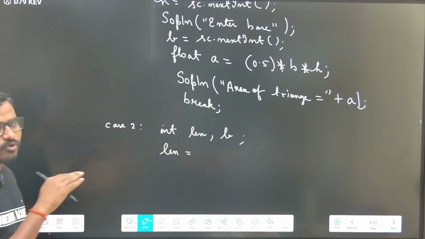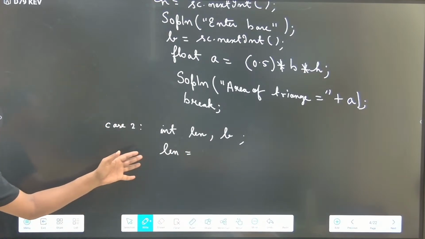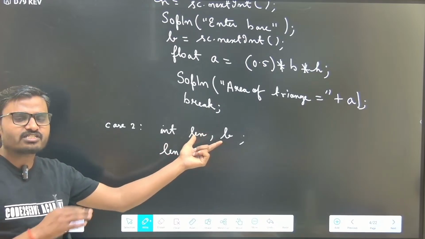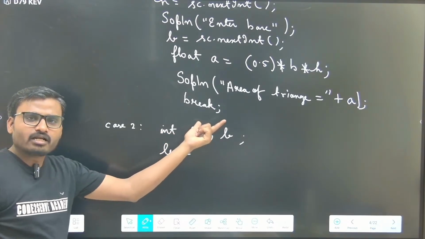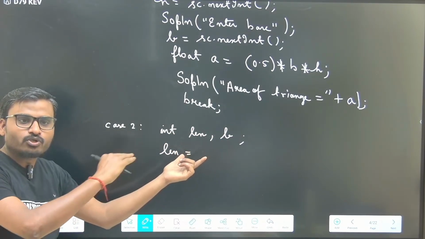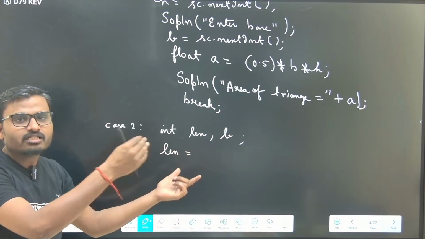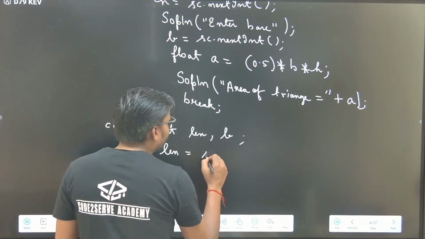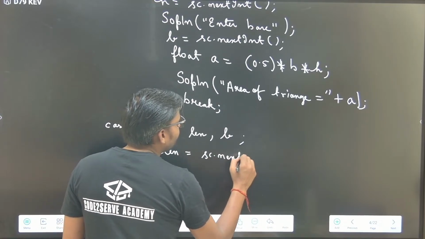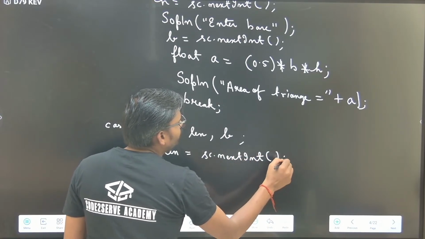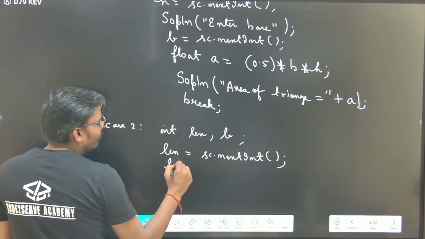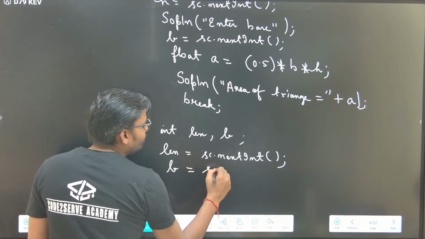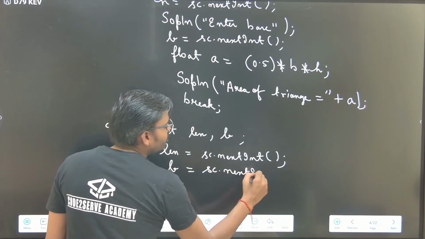So this time I'm not displaying the message to the user. I'm directly taking the input. What you can do, you can display the message first, system.out.println, enter length, then you take length, then again you do system.out.println, enter breadth, then you take the breadth. I'm directly skipping those two statements and I'm directly writing over here sc dot nextInt. So first I took length, then I'm taking breadth, sc dot nextInt.